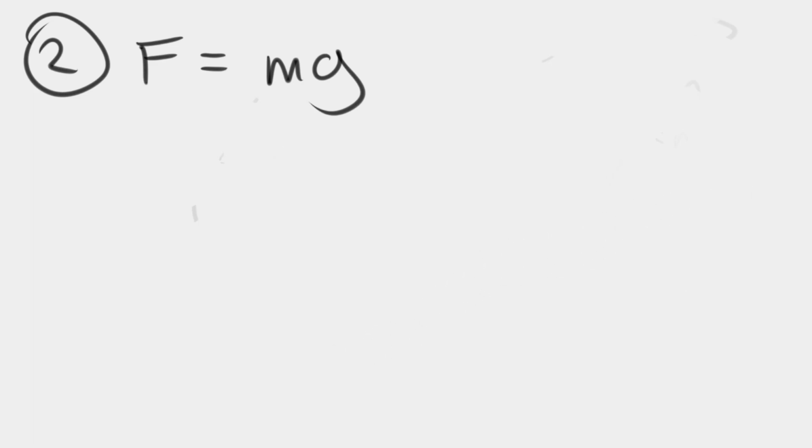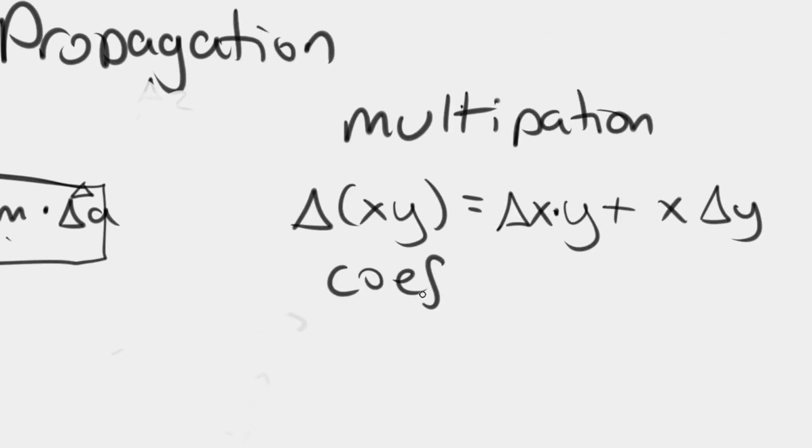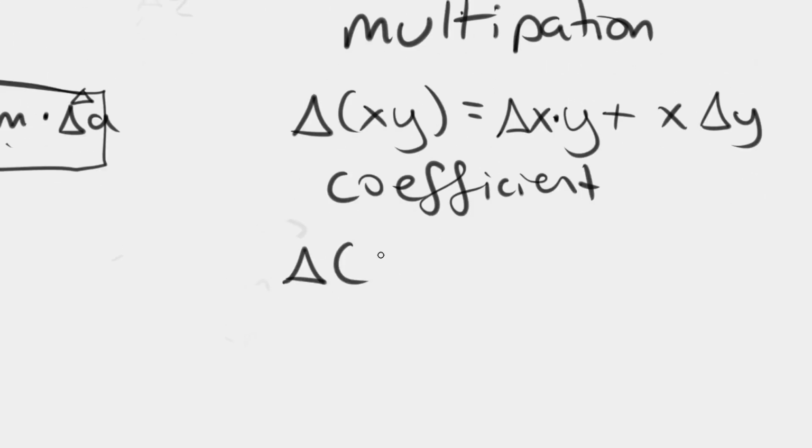Okay, now I'm back. In this problem, we will have to use the multiplication rule, but really, you don't really need to. There's sort of this hidden rule, I call it the coefficient rule. If we want to find the uncertainty of a coefficient times a variable, c times x, we would literally just move the c outside. So basically, this is just going to look like c times delta x.